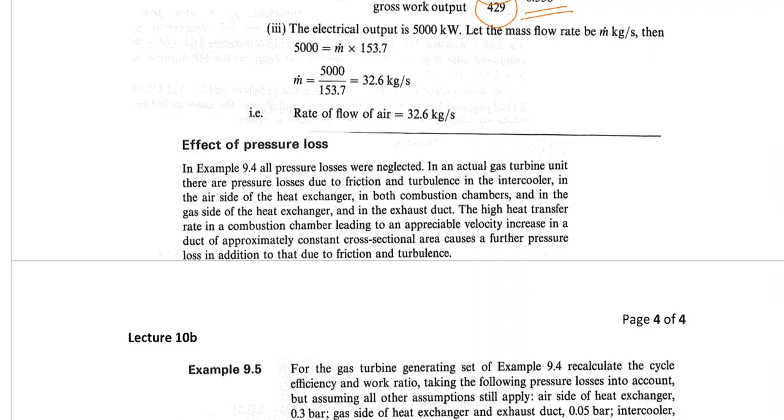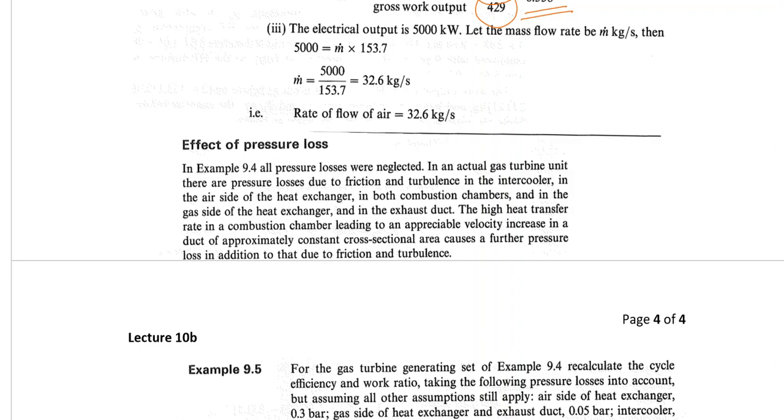We have the combustion chamber losses due to high velocity increase. We have the heat exchanger gas side of the regenerator losses. In the exhaust duct, we have pressure losses. So we have neglected all the pressure losses, but in a normal gas turbine unit, there would actually be pressure losses and irreversibility.